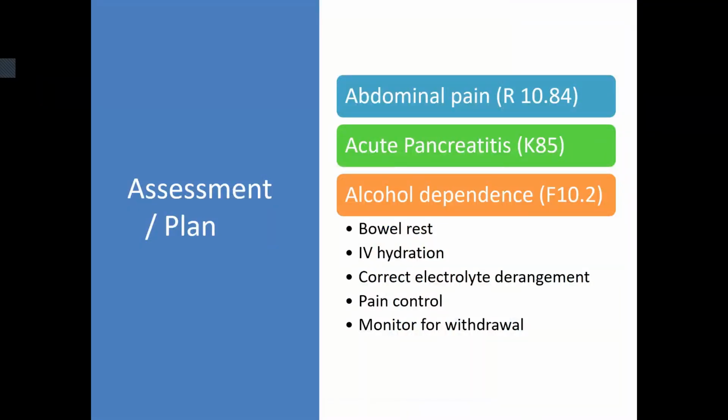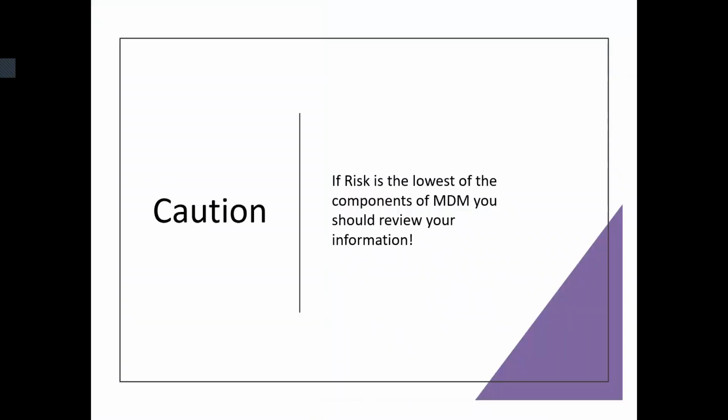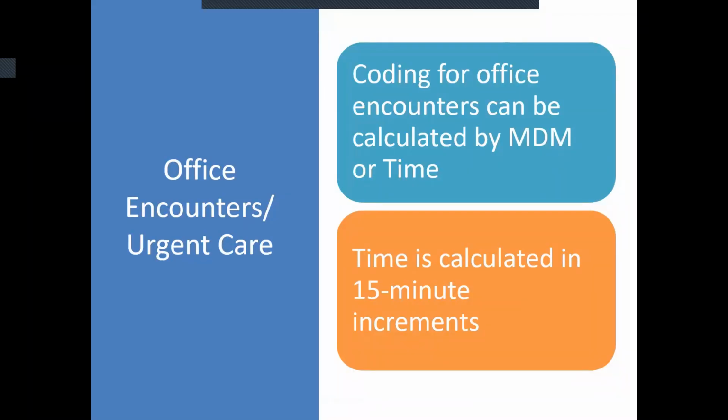So what's your assessment plan for this individual? Assessment is abdominal pain, acute pancreatitis, alcohol dependency. You've looked up your ICD-10 codes on this. You're going to recommend bowel rest, IV hydration, correct any electrolyte derangement. You're going to control his pain, and you're going to monitor for withdrawal. If the risk is the lowest of all of your medical decision-making components, review your information. It's possible you may be ordering way too much stuff that's not going to get reimbursed, so you need to be careful of that. In 2022, there was a change on how office encounter or outpatient encounters could be coded.